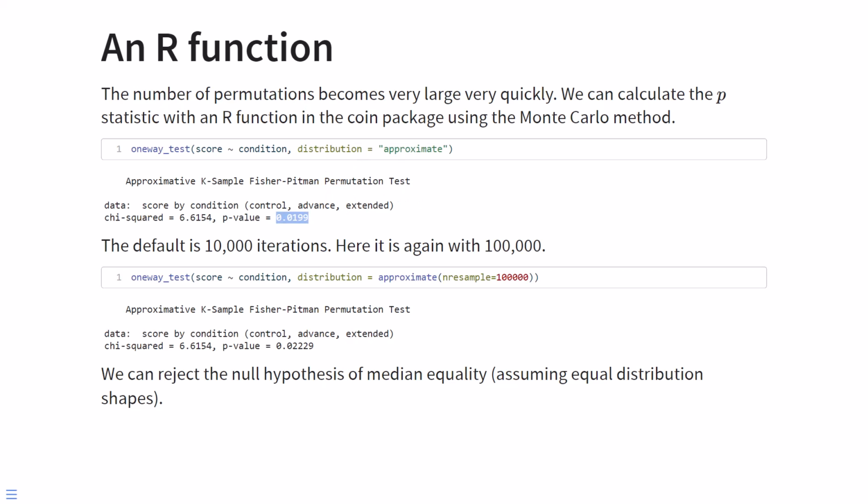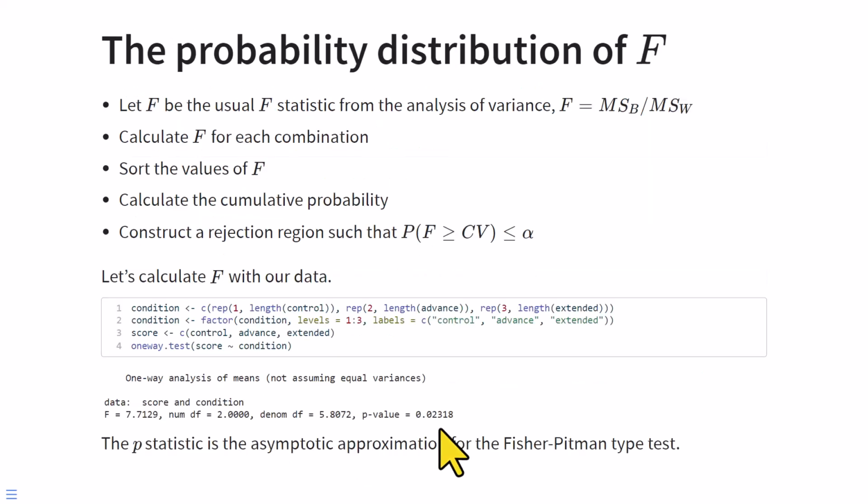So here we end up with our Fisher-Pitman permutation test p statistic. This p statistic, again, is not exact. It is an approximation to an exact. That sounds a bit like an oxymoron, but it's the best way I can describe it. Whereas the default is 10,000 iterations, we could do it with more iterations if we choose, and this is how we do it. The distribution here is still approximate, but now we're mentioning that we want to resample 100,000 times. When I do this, I end up with a p-value of 0.022. If you compare that to my asymptotic p-value, they're actually quite close to one another.